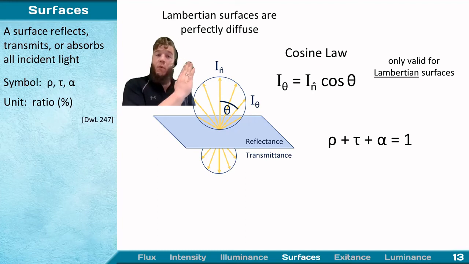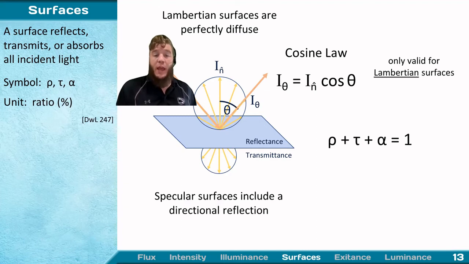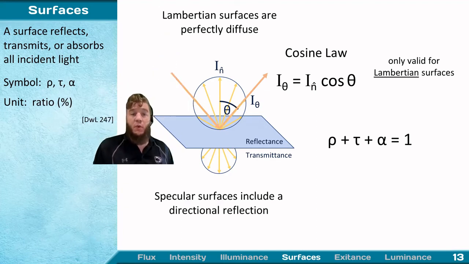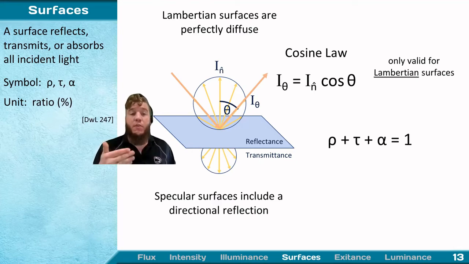And as we move away from the normal vector, intensity will fall off with the ratio of the cosine. In other words, our cosine law again. Now, this is only valid for Lambertian surfaces, because we have specular surfaces, which include a direct reflecting component. So specular surfaces will include a directional reflection, and those surfaces do not follow the cosine law.